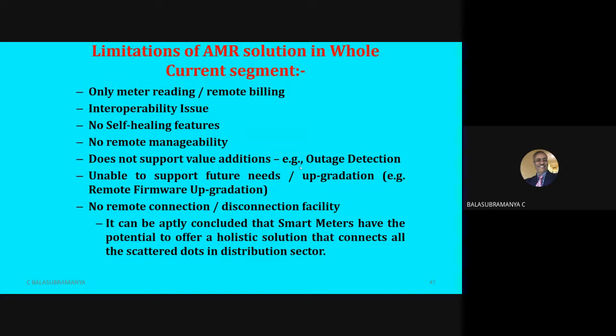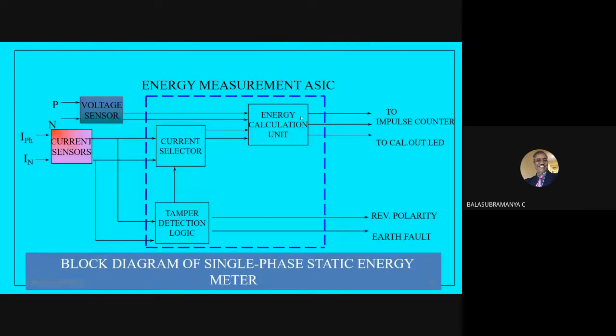The make of one meter should fit with the make of the other meter and other accessories. This is interoperability. No self-healing feature. That means self-healing is not there. This is the limitation. Self-healing means what? It heals on its own. If there is a power outage, it manages to go to the next feeder automatically. No remote manageability. Does not support value addition, example, outage detection. Unable to support future needs. Okay. No remote connection, no remote disconnection. These are all the main limitations.